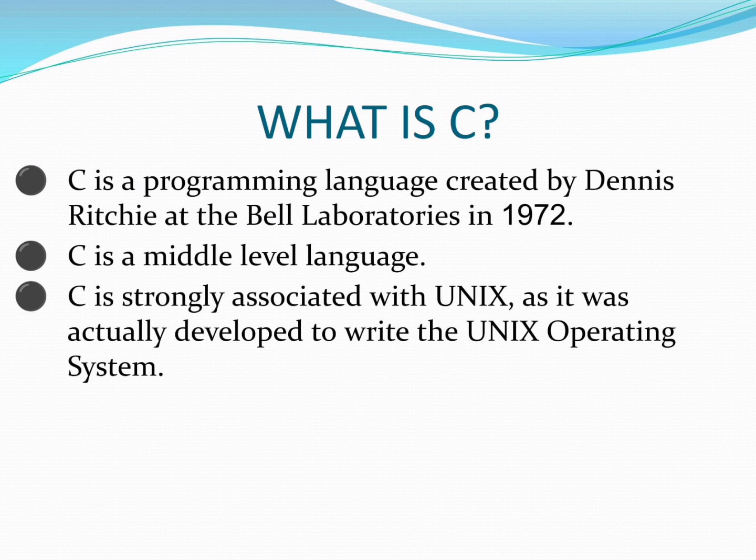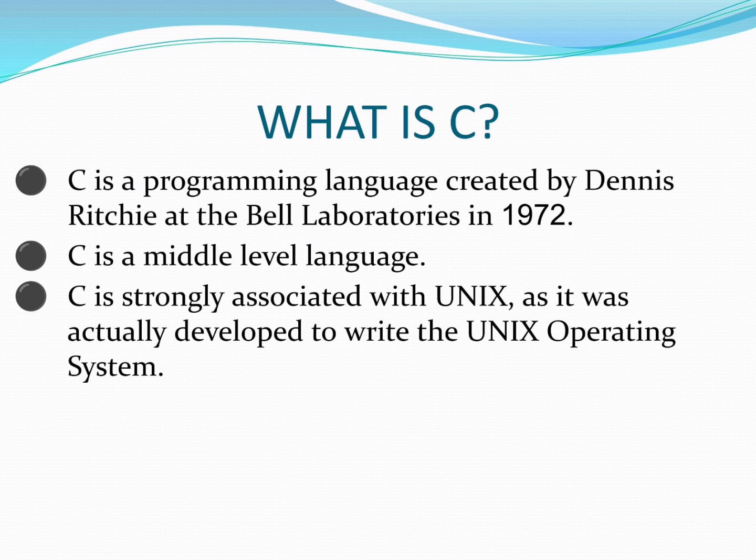So overall, what is C? C is a programming language, as I already stated earlier, and it was created by Dennis Ritchie, as I also said earlier, and he created it at the Bell Laboratories in 1972. Now, C is a middle level language. What does this mean?